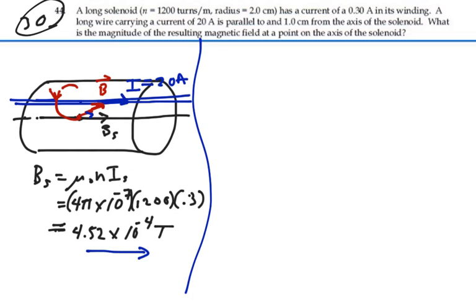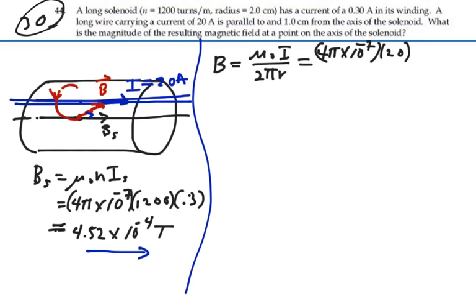Now we want to find the magnetic field due to the wire. The magnetic field due to the wire is mu naught I over 2 pi r. So that is 4 pi times 10 to the minus 7 for mu naught. The current is 20 amps over 2 pi, and we are 1 centimeter away. So what does that give us? Let's see. 4 times 10 to the minus 4 Tesla.